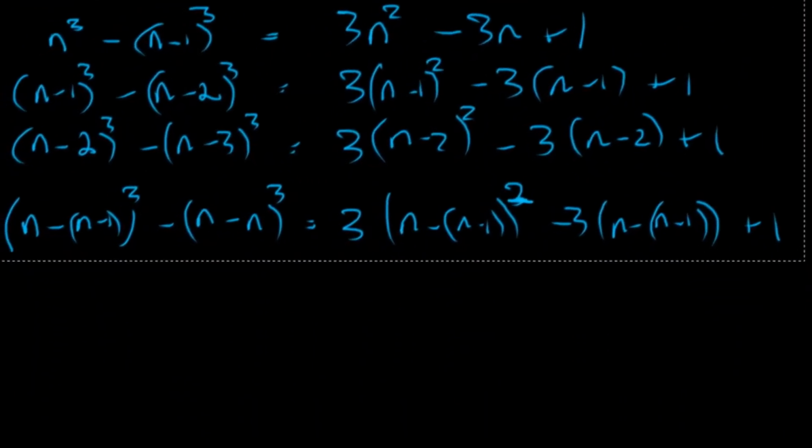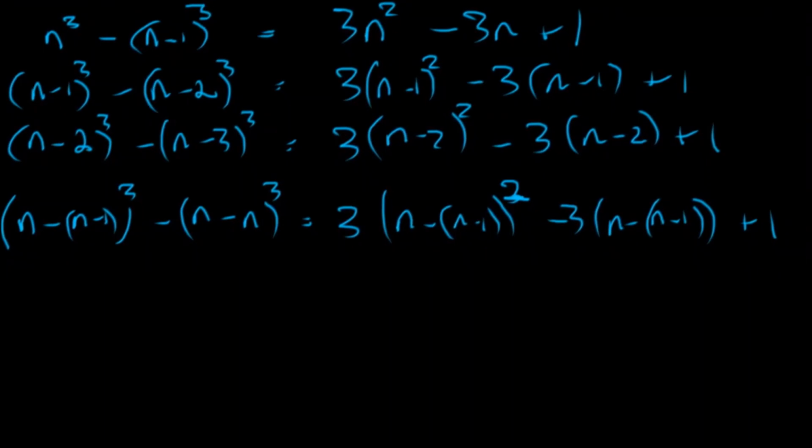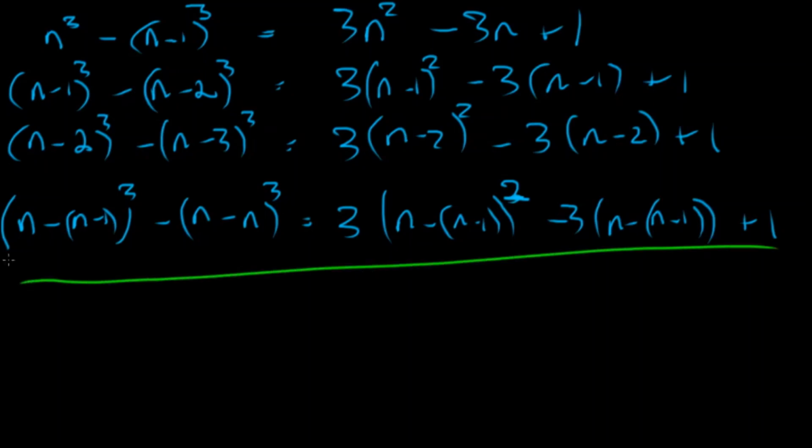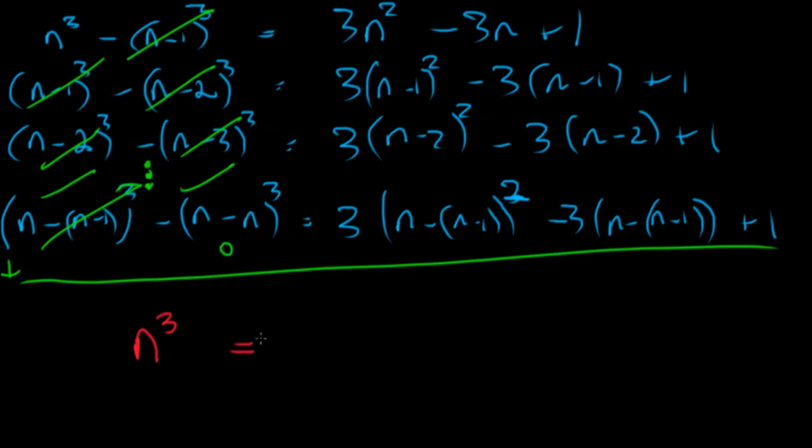All right, so we have this thing here. What happens when I add them up? If I add up the left-hand side of these sets of equations, keep in mind there's all the way from n minus 3 to n minus 1. These are going to go away. These are going to go away. And these are going to go away. And these are going to go away. And I'm going to be left with, this is just 0, I'm going to be left with n cubed on the left-hand side.